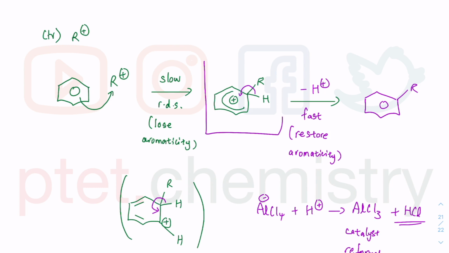Okay, draw the structure of the intermediate. So they do want you to draw the structure of the intermediate. Make sure it's a carbocation on that carbon there, and you want to restore the aromaticity and not do an addition reaction. Instead, it's an overall substitution of this hydrogen on the benzene with this R group.